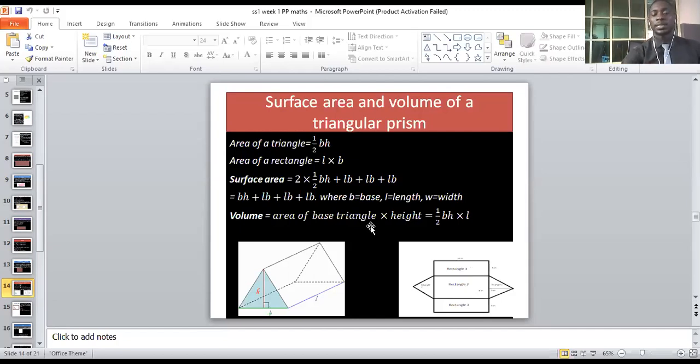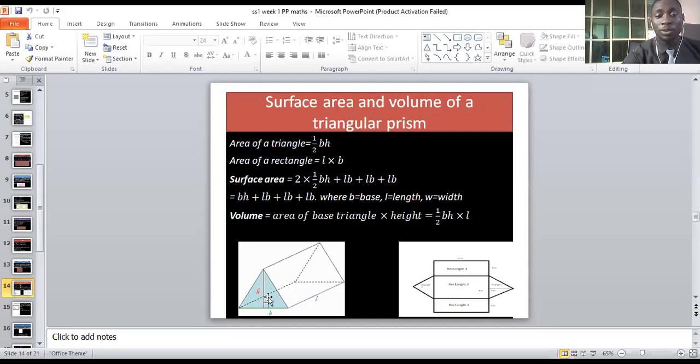So the formula is base times height, because here 2 will cancel 2. So the formula for surface area is given as base times height, that's the area of the triangular bases, plus length times breadth of one rectangle, plus length times breadth of another rectangle, plus length times breadth of another rectangle, where B is the base, L is the length, and W is the width. Now, the volume of a prism is given as what? Area of base triangle.